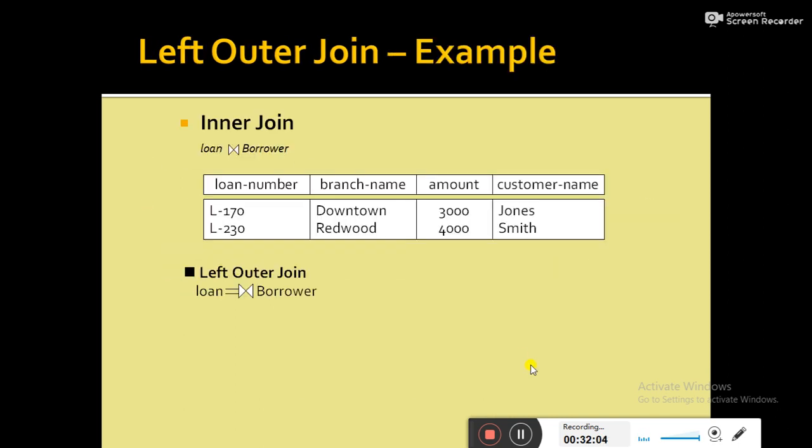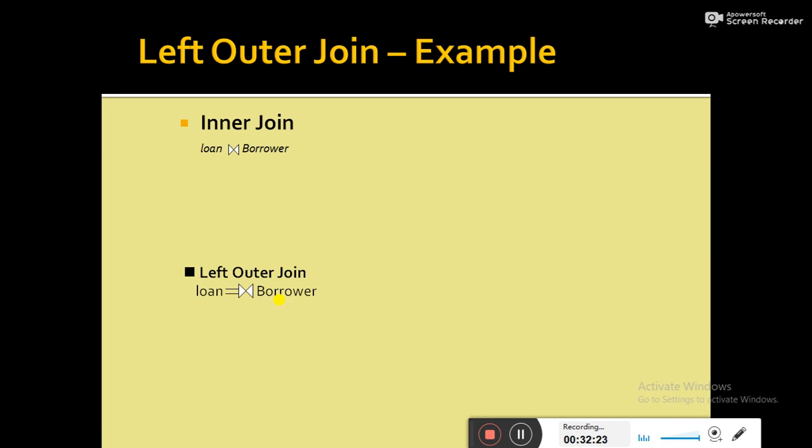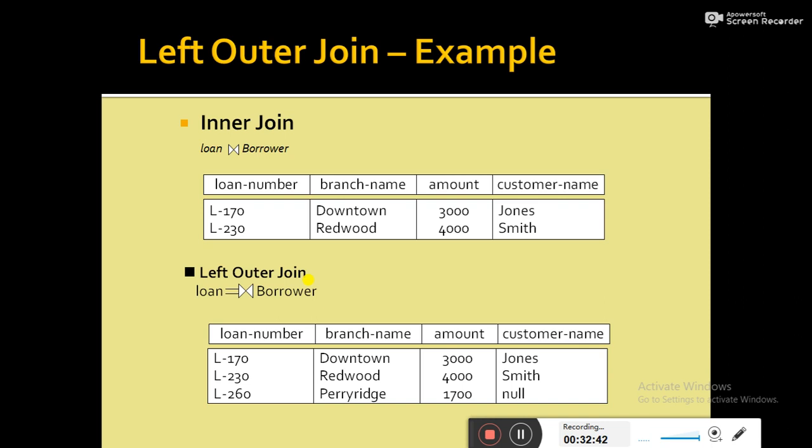To overcome this, we are going to perform the outer join. Now we have three kinds of outer join: left outer join, right outer join, and full outer join. And this is the left outer join: loan, this is the symbol of left outer join, and borrower. So what is left outer join? The left outer join takes all tuples in the left relation that did not match with any tuple in the right relation, pairs the tuple with null value for all other attributes from the right relation, and adds them to the result of natural join. What does it mean? Let me explain with an example.